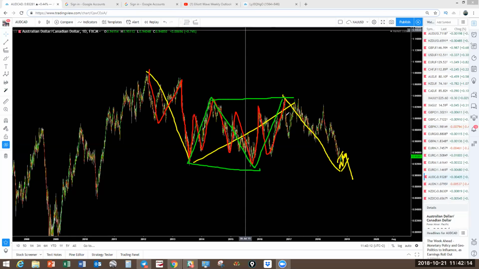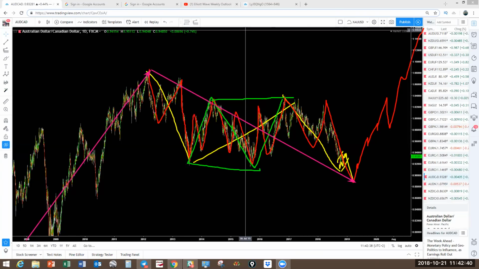Okay, you've got the yellow degree, you've got a running flat here in green, and this yellow degree does not look to be complete. And here you also have 1, 2, 3. You just need to complete this. If this is completed here, you're going to have a nice big move to the upside, similar to this. Let's do this in a different color. Similar move to that, move, big correction, and a move.